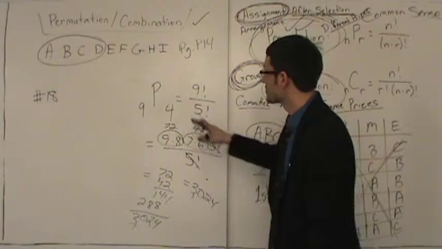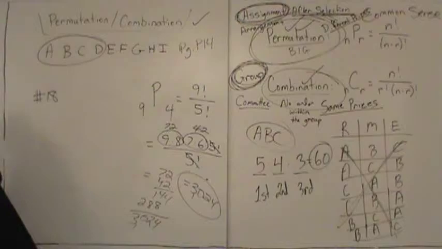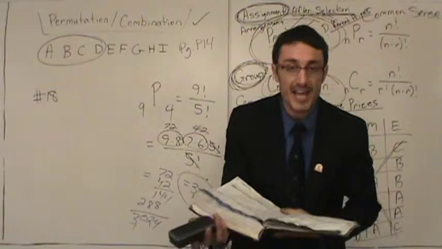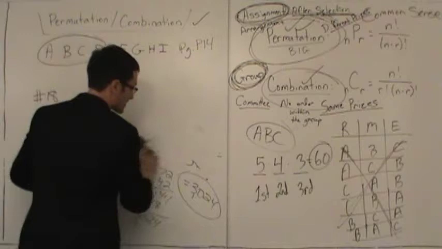Now, go to the next question. On the next question, it says, Jack has a reading list of 12 books. How many ways can he select 9 books to check out of the library? He has a reading list of 12 books. How many ways can he select 9 books to check out of the library?